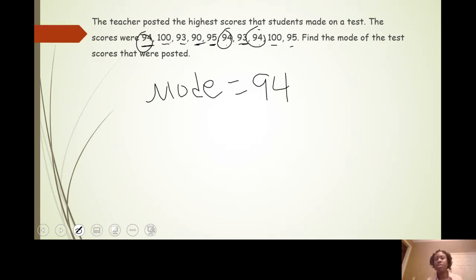The mode is actually really easy unless you have like a huge set of numbers that you have to look through. It might be helpful to still put them in order like you would when you're finding the median, just so that you don't miss any numbers, and all of those that are repeating will be right beside each other. Okay, so I hope that was helpful for you guys.